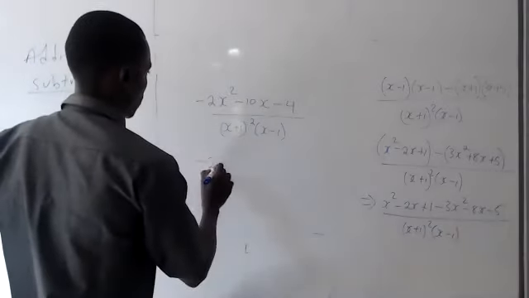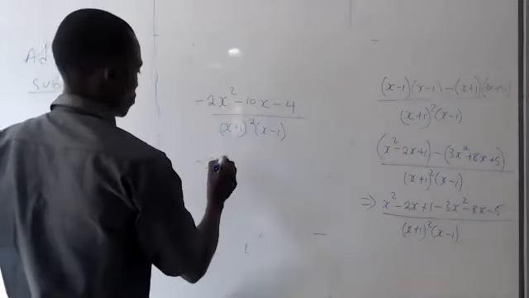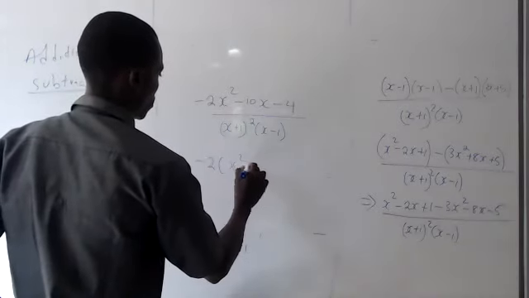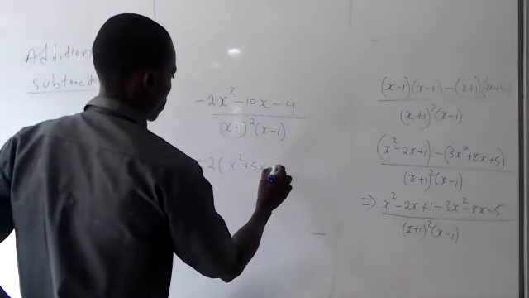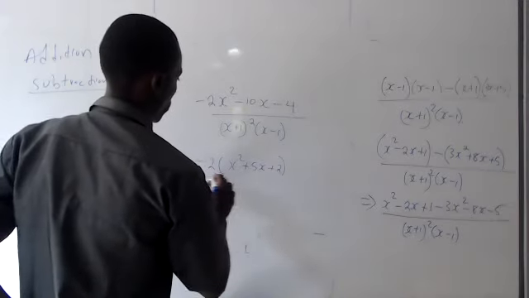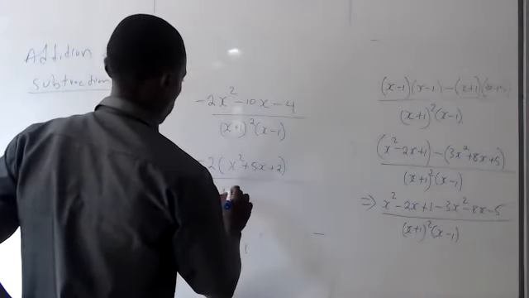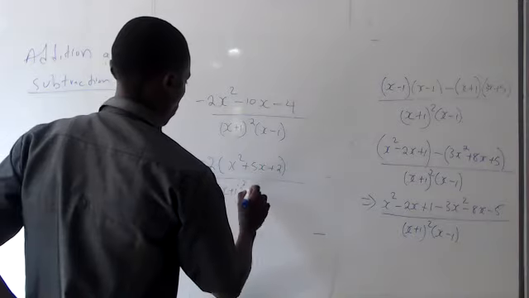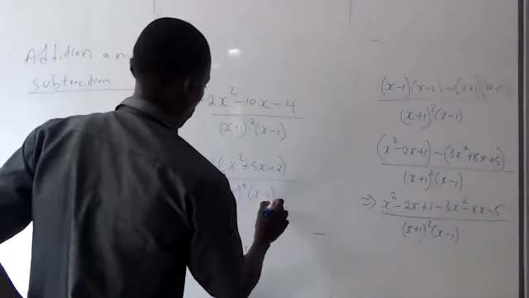So x squared minus 3x squared, that is minus 2x squared. Minus 2x minus 8x, that is minus 10x. And then 1 minus 5 is minus 4. All this we're dividing by x plus 1 squared times x minus 1. Then I can factor out negative 2, so we have negative 2 times x squared plus 5x plus 2, divided by x plus 1 squared times x minus 1.